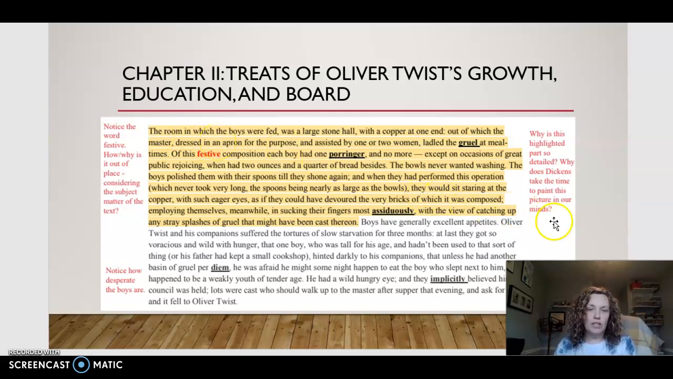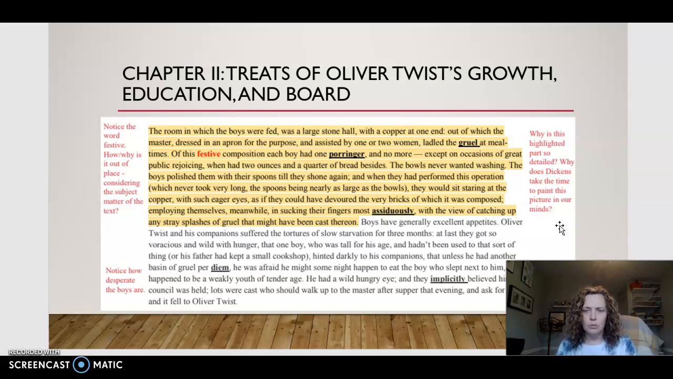The room in which the boys were fed was a large stone hall with a copper at one end, out of which the master, dressed in an apron for the purpose and assisted by one or two women, ladled the gruel at meal times. Of this festive composition each boy had one porringer, and no more, except on occasions of great public rejoicing, when he had two ounces and a quarter of bread besides.